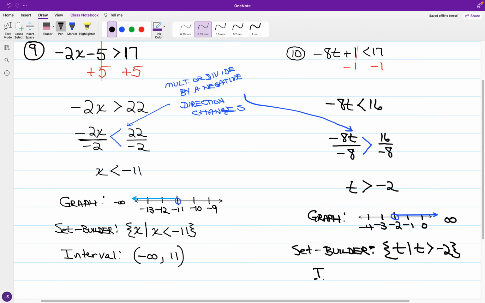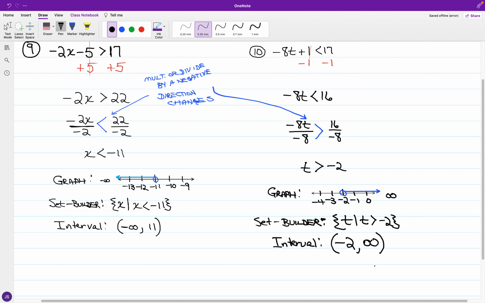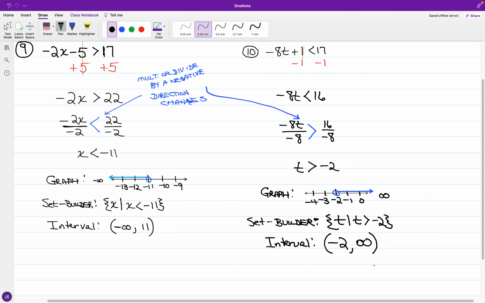And for the interval display in the set, we're going past negative 2 on out to infinity. Once again, infinities are boundless, so upper limit will be in parentheses. And since negative 2 is not included officially, we have a parenthesis around that. So you have another case of an open interval statement.